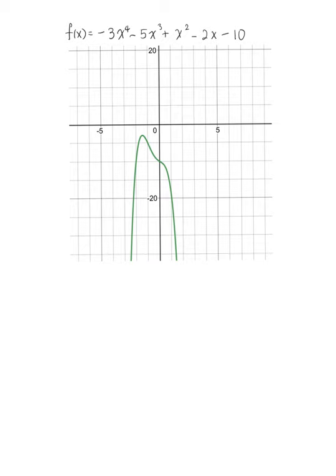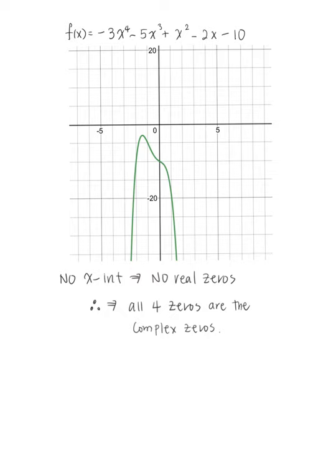Okay, so here is the graph of our function that we just talked about. All right, so let's take a look at this graph. Does it intersect the x-axis? Do we have any x-intercepts? We don't have any, right? So that means that there are no real zeros at all, which indicates that all 4 zeros are complex zeros. So here's my final answer. No x-intercept implies no real zeros. Therefore, all 4 zeros are complex zeros.